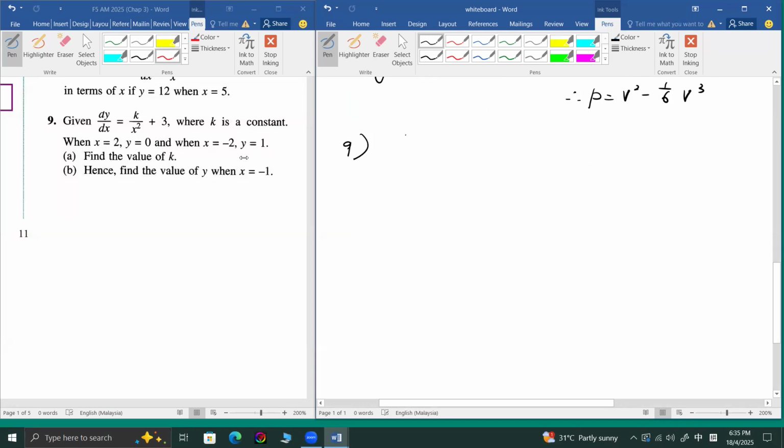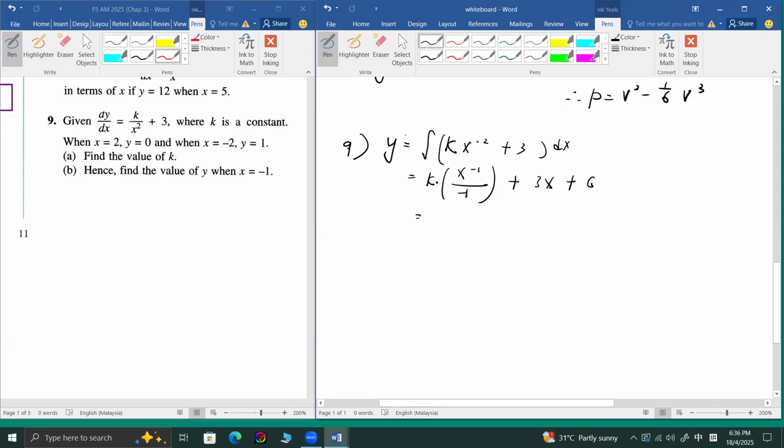Because you are given dy/dx, and you also have y. Yeah, here got y, right? So I know that I make y the subject. Integrate k x to the power of -2 plus 3 dx. Okay, k is a coefficient, yeah? So we see -2 plus 1 is -1, and the 3, I make it 3x, indefinite integral, plus c.